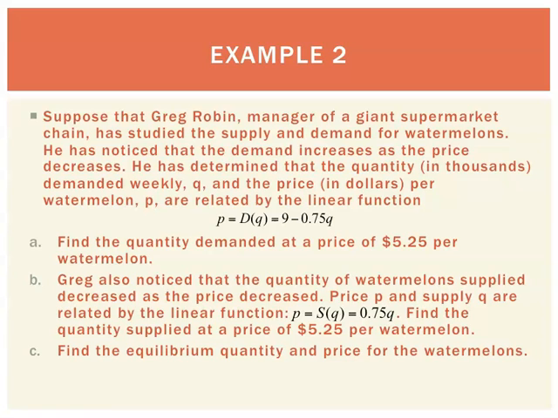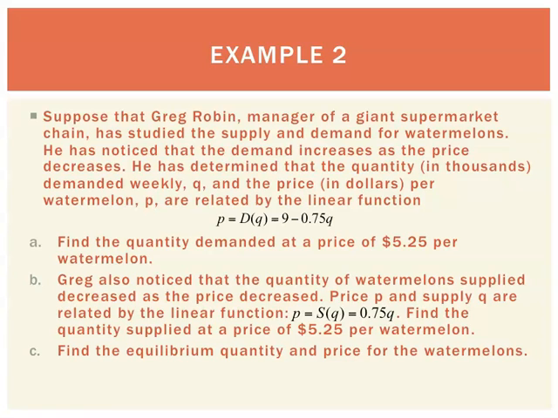Now notice here, we've written it in terms of P and Q and D, which is going to represent the demand. So the demand depends on Q, is really what this is saying. So P is equal to 9 minus 0.75 Q. Part A says, find the quantity demanded at a price of $5.25 per watermelon.